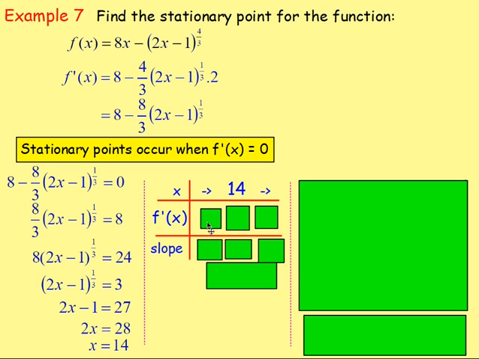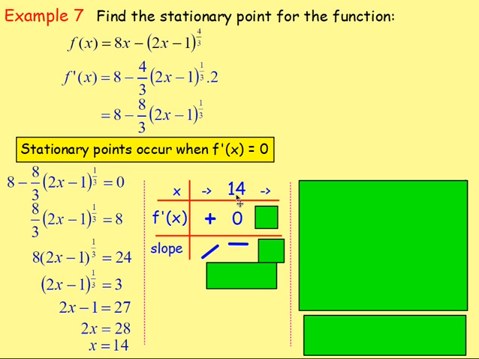into f dash x. If you sub 13 into f dash x, if you put 13 in here, so 2 times 13, take away 1, do that to the power of a third, multiply by the 8 over 3, and then 8 take away that, well, you end up with a positive number. Because it's a positive number, it means the gradient is positive, so the graph is sloping up the way towards that 14. If you sub 14 in here, well, you will end up with 0. Just double check that to make sure you have not made a mistake. But if it is 0, the gradient's 0, so it's just flat at the top there, or the bottom.